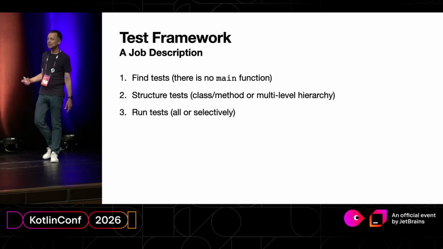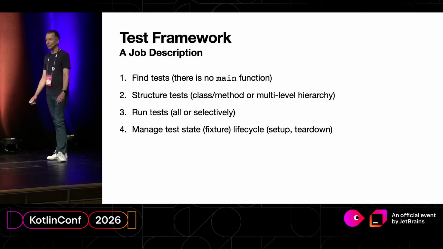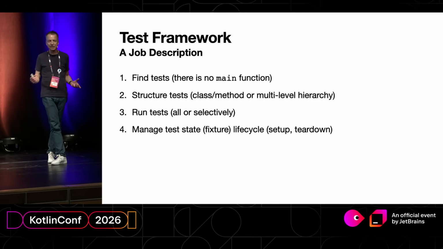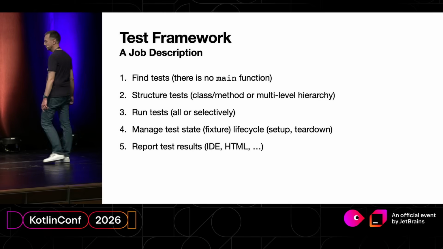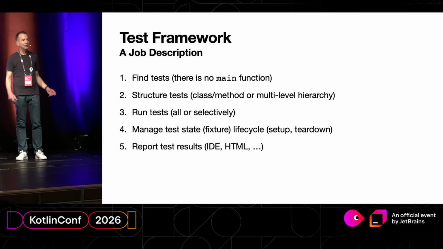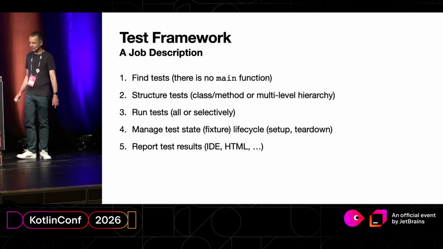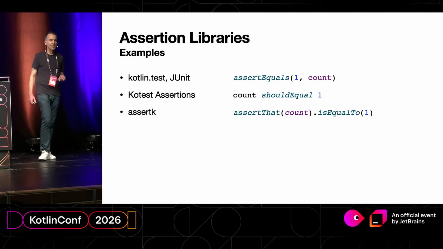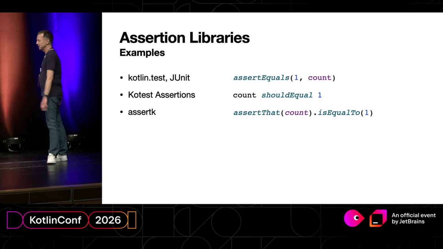Third, obviously, it needs to run tests, and with test frameworks, it doesn't need to run all the tests all the time. Sometimes in development, you just want to run a single test. Fourth, we need to provide some test state management. We have test fixtures, which provide state for our tests, and we should have a freshly initialized fixture per test. This is what we expect a test framework to do. And finally, of course, we want to report the results back to the IDE, or with CI to HTML files or whatever. There are also assertion libraries, which are frequently shipped with test frameworks, but they don't have to be. We can typically use them independently.